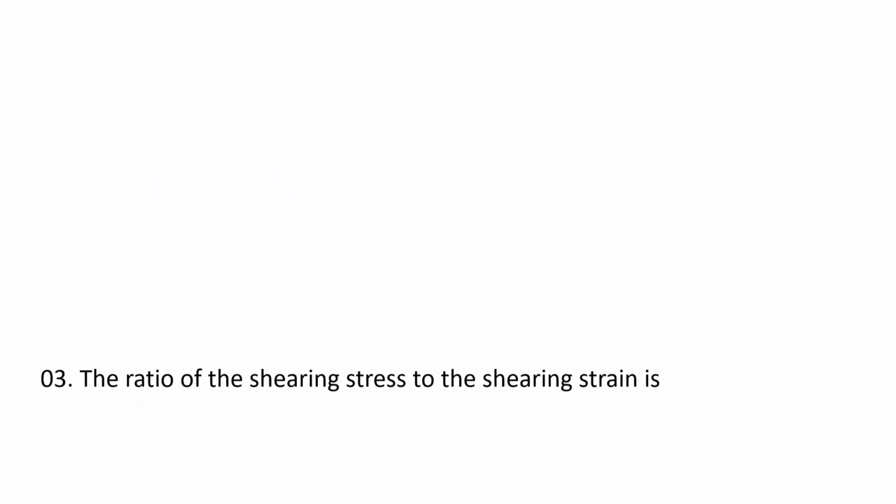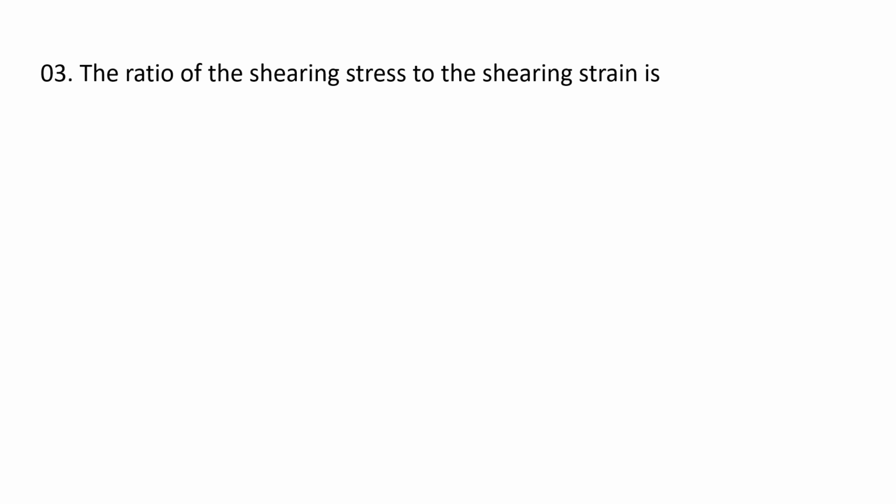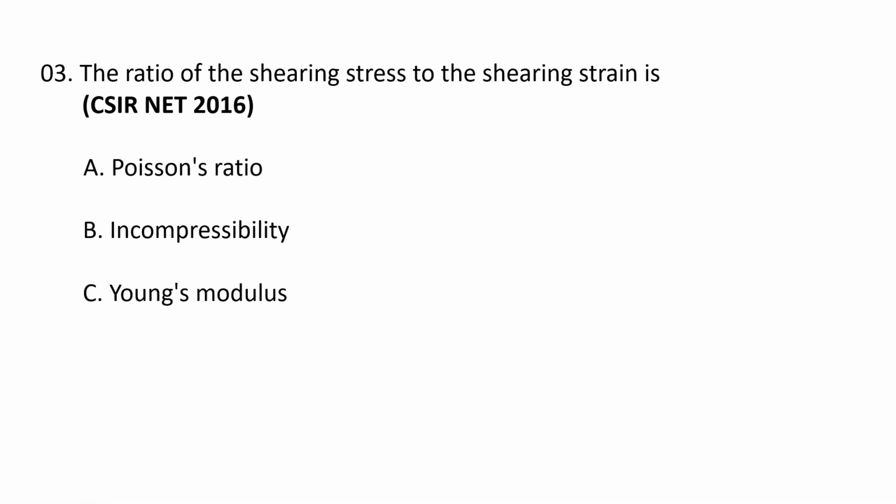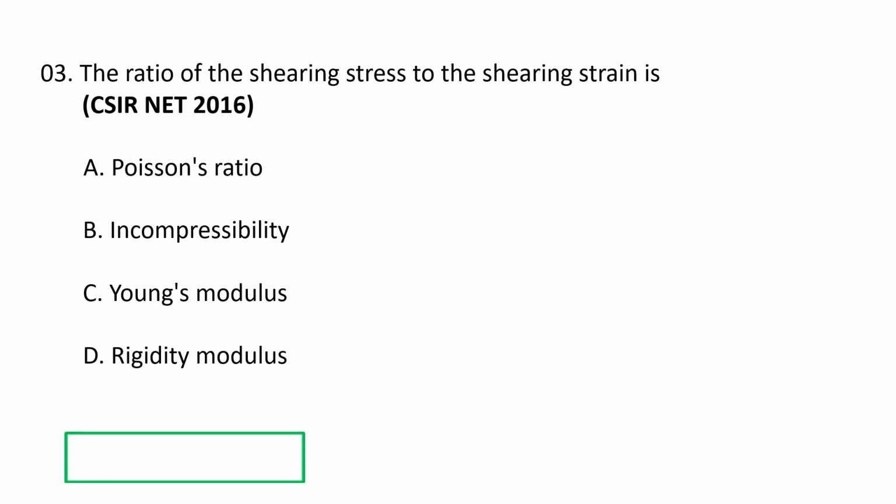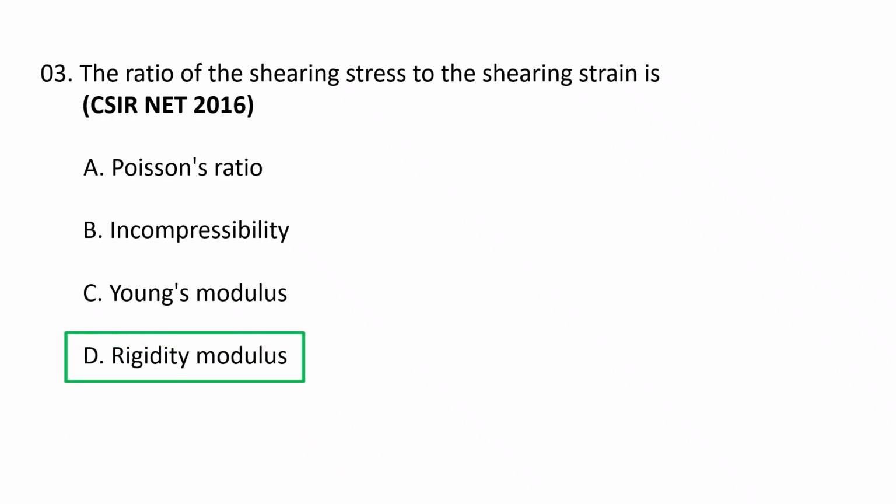Next question. The ratio of the shearing stress to the shearing strain is A. Poisson's ratio, B. Incompressibility, C. Young's modulus and D. Rigidity modulus. The correct option goes as D. Rigidity modulus. The ratio of the shearing stress to the shearing strain within the elastic limit is known as the shear modulus, or it is also commonly known as the modulus of rigidity or rigidity modulus, and it is denoted by the symbol G or C, and it measures a material's resistance to deformation.